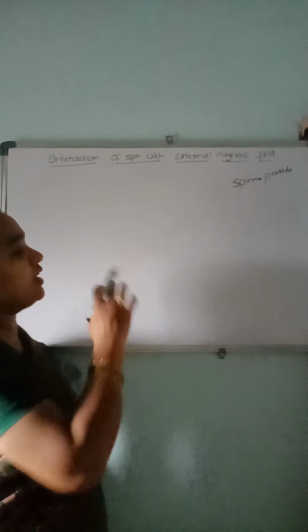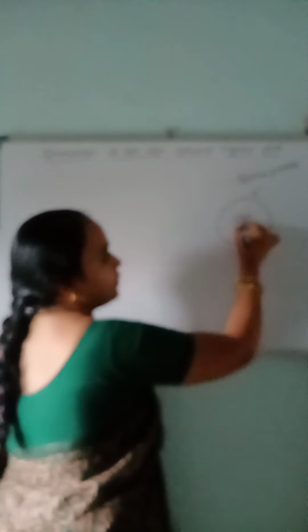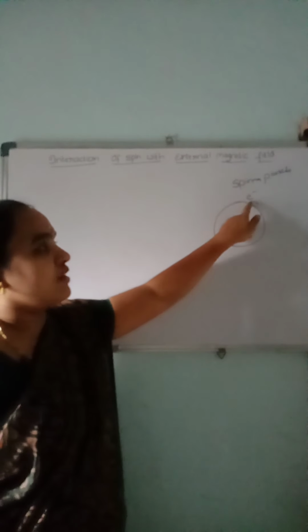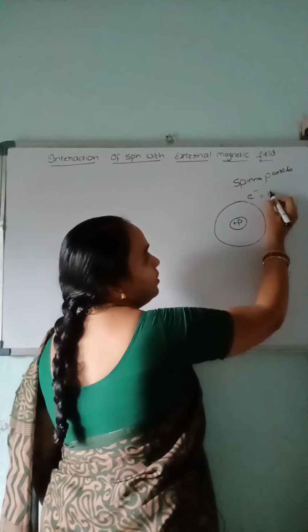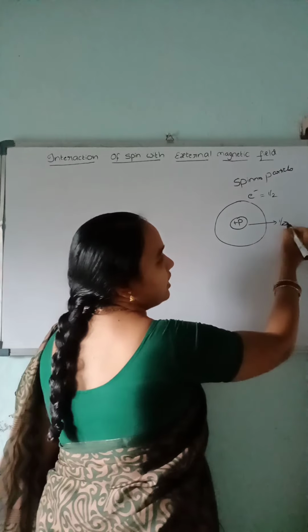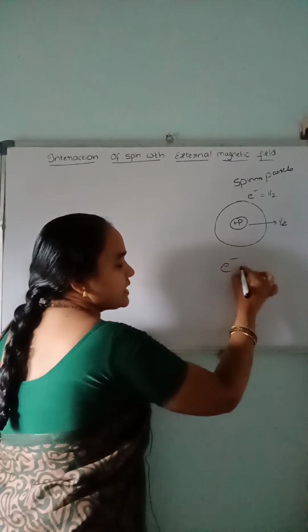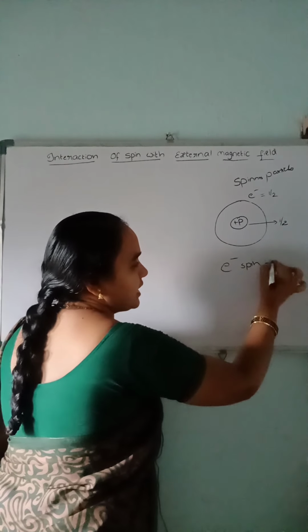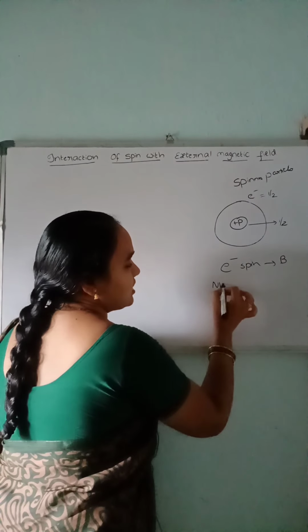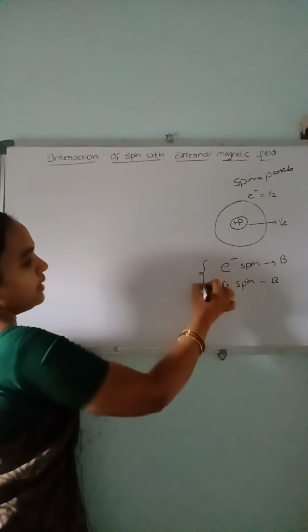In order to explain this, let us consider the simplest atom, hydrogen. In hydrogen we have an electron revolving around the nucleus. In the nucleus we have only one proton. The electron possesses a spin value of 1/2. Since the nucleus has one proton, it also has a nuclear spin value of +1/2. So in today's class we will discuss the electron spin with an external magnetic field and the nuclear spin with an external magnetic field. This is our main study.